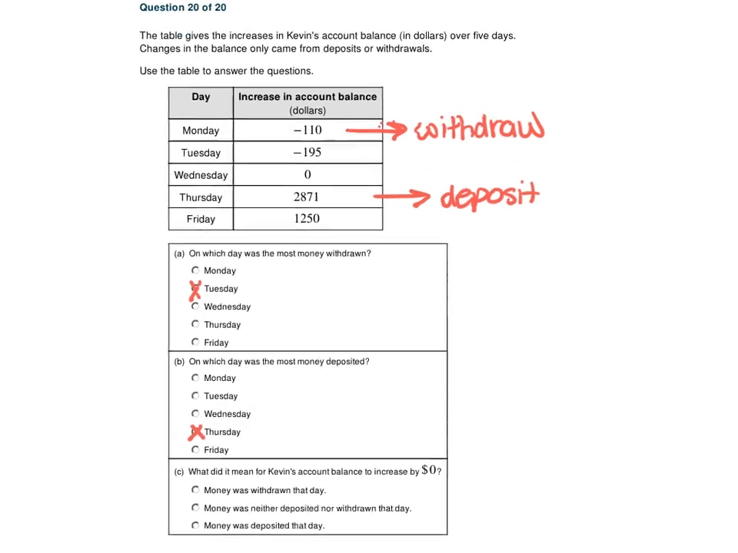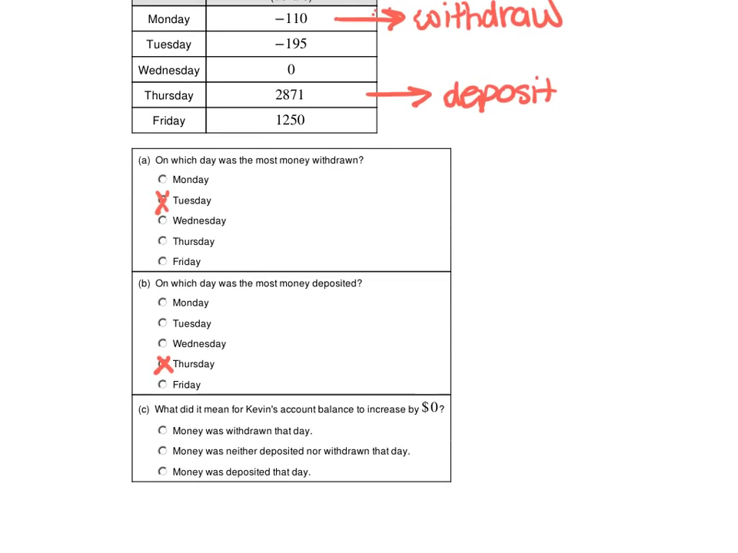And then lastly, it says, what did it mean for Kevin's account balance to increase by $0? Did it mean money was withdrawn that day, money was neither deposited nor withdrawn, or money was deposited? Well, if nothing happens, there's not a positive or a negative. Remember, 0 is its own special number, that common ground in between our positive and our negatives. So that means nothing. There was no money deposited, and he didn't take out any money.